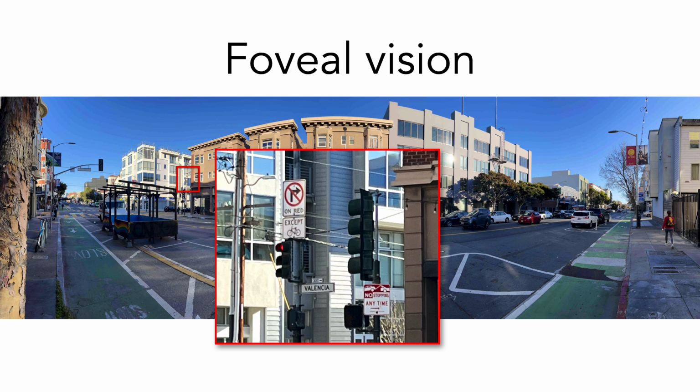Whereas if I just ask you to read the street sign, your eye will move to that street sign, and you'll do it without thinking about it. It's no problem to read these things, but once you force your eye to fixate on one spot, you can't read the text elsewhere.